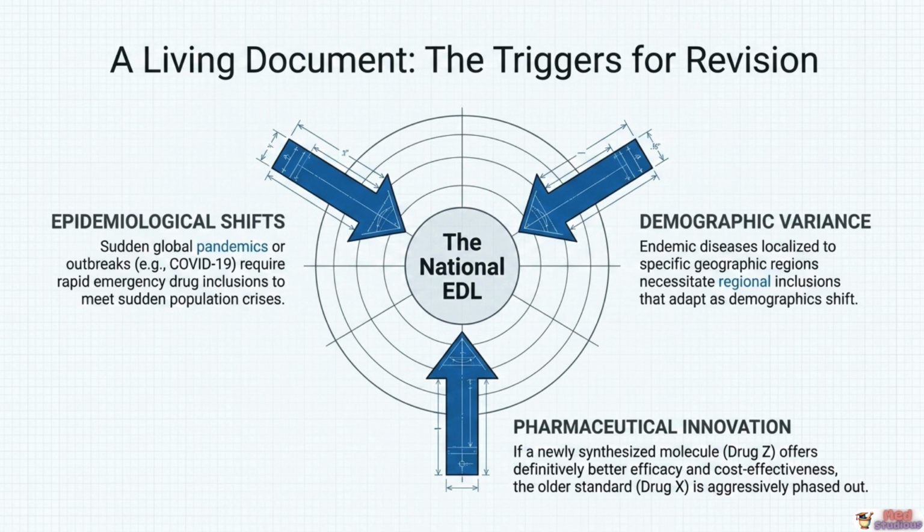The second trigger is demographic variance, the recognition that disease patterns are not geographically uniform. Endemic diseases localized to specific regions, malaria in tropical zones, Kala-Azar in parts of South Asia, sickle cell disease in sub-Saharan Africa and parts of India, necessitate regional EDL inclusions that a purely national list would not capture. As populations migrate and demographics shift, these regional disease burdens must be continuously reassessed.